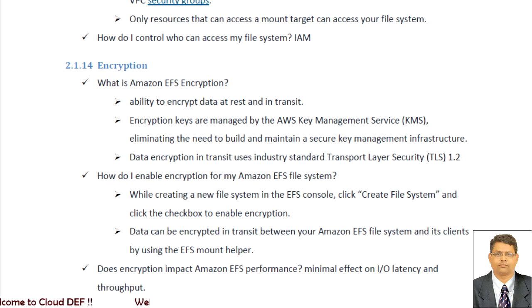How do I enable encryption for my Amazon EFS file system? While creating a new file system in the EFS console, click Create File System and click the checkbox to enable encryption. Data can be encrypted in transit between your Amazon EFS file system and its clients by using the EFS mount helper. Does encryption impact Amazon EFS performance? Minimal effect on I/O latency and throughput.